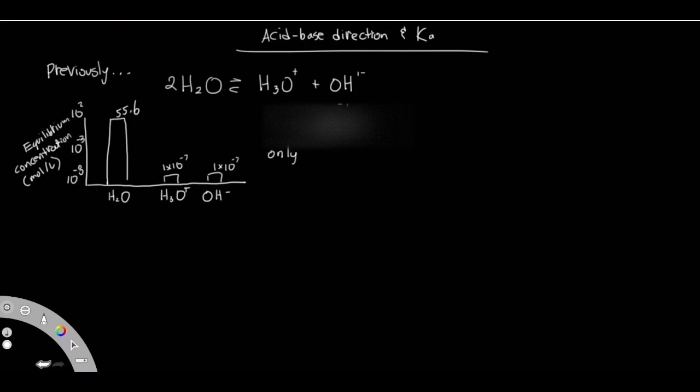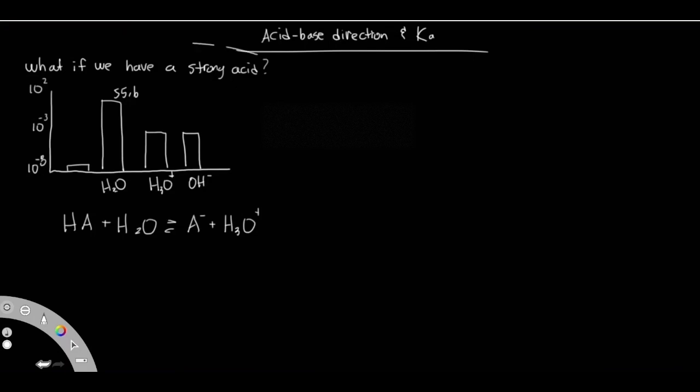Only a small fraction will ionize. Be specific for the H2O, only a small fraction of this will ionize. Now, what if we have a strong acid? Let's assume this HA here is our strong acid. So it's not just going to be a lone H2O on its own. We're going to have an acid here. It's going to dissociate, break up and mix with this H2O and create these respective cations and anions.